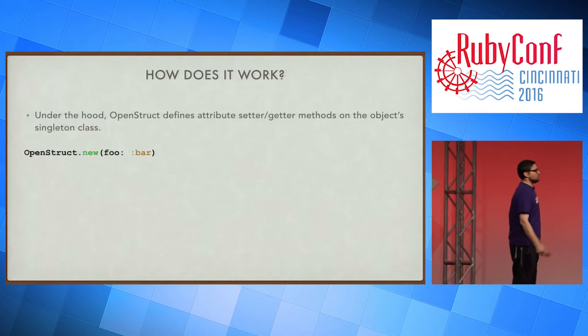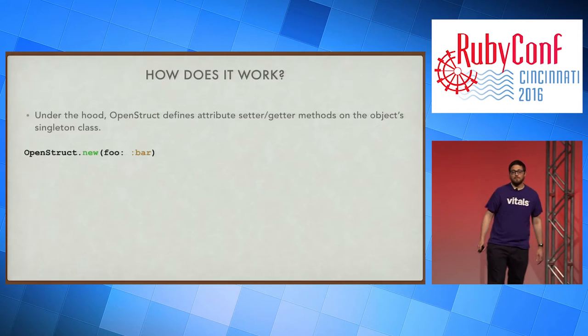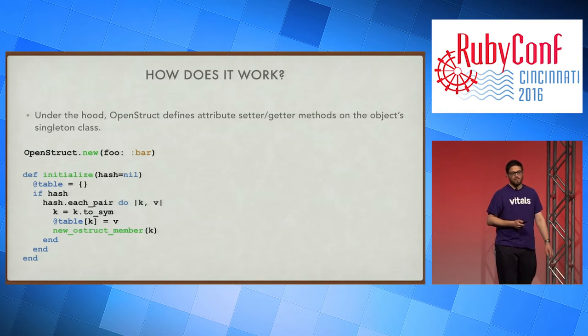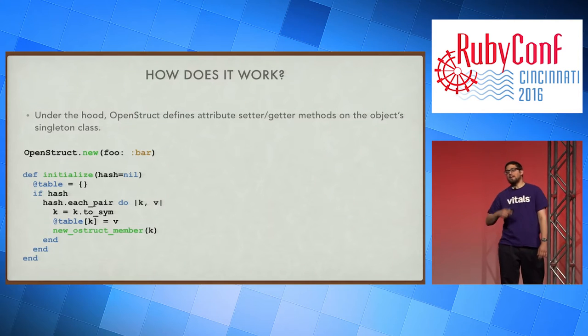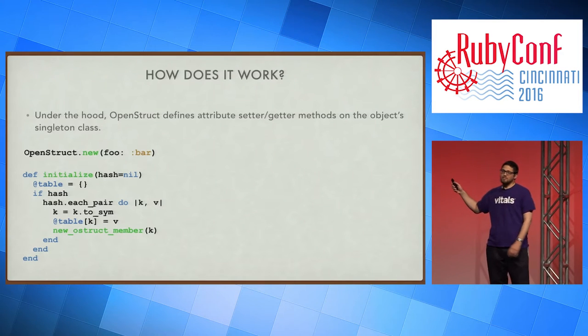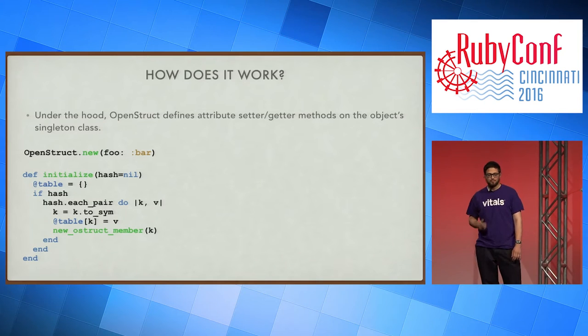So let's look at what happens when you create a new OpenStruct. In this case, we pass in a key of foo and a value of bar. We're going to hit initialize, and this is what initialize looks like. The first thing that we do is create an @table instance variable, and we set it to a hash. That table, you want to follow it very closely, because that's where all of our information is going to be stored inside of our OpenStruct.